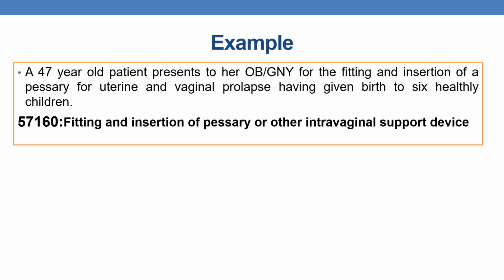Now let us see an example. A 47-year-old patient presents to her OB or gynecologist for fitting and insertion of pessary for uterine and vaginal prolapse, having given birth to 6 healthy children. The CPT is 57160. Here, fitting and insertion of a vaginal pessary is performed. So the CPT is 57160. Fitting and insertion of pessary or other intravaginal support device.